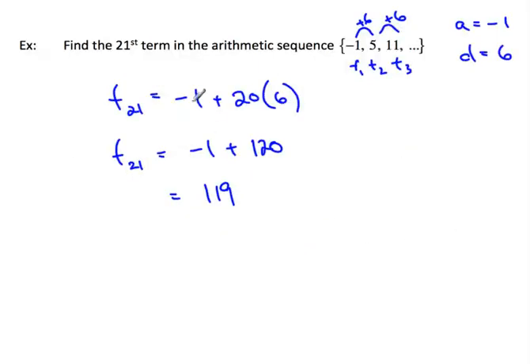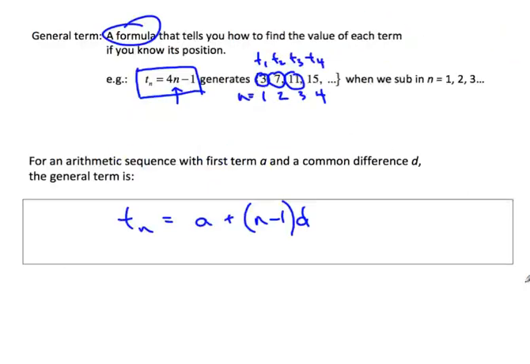That parallels what happened here. The first term was a, we had to add some number of differences, some number of 6s, and it turned out that because we were adding them in the spaces, we had to add 1 less than the number of the term we wanted to get to. Here we've just made that general. To get to the nth term, we start with the first term. In the problem it was negative 1. Then we add some number of differences. Previously this was 6 and this was 20.